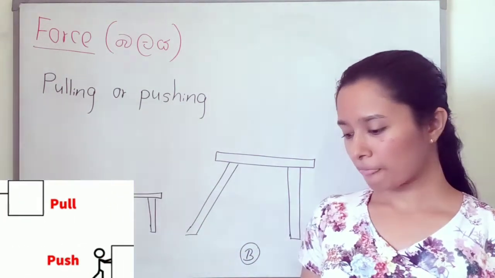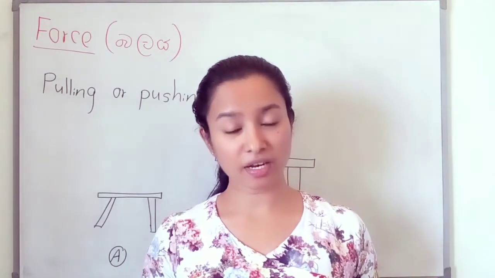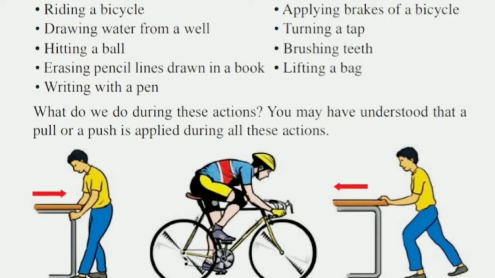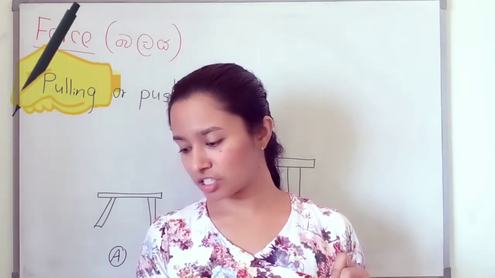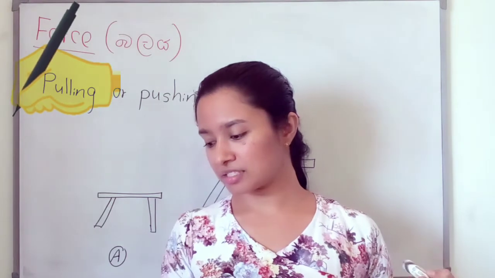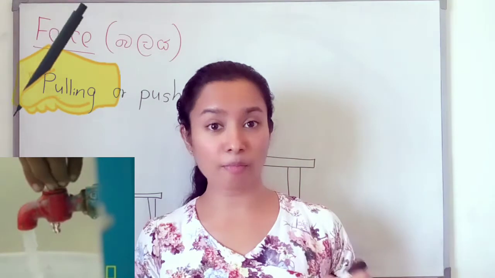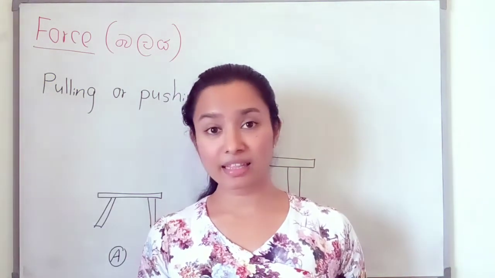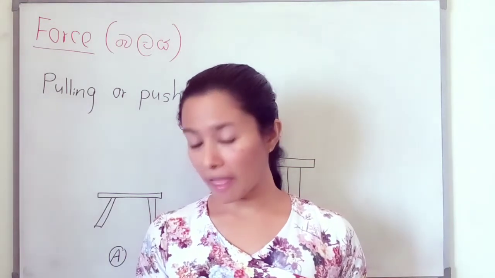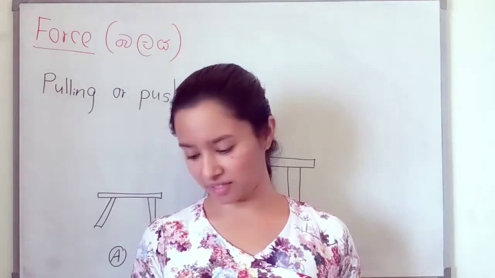So, in our day-to-day life, we do so many activities. What are the activities? You look at your book. Pushing a table, riding a bicycle, hitting a ball, writing with a pen, pulling a table, turning a tap, brushing teeth, lifting a bag. These are some of the activities we are doing in our day-to-day life. So, in these activities, we apply a pull or a push to do these activities.